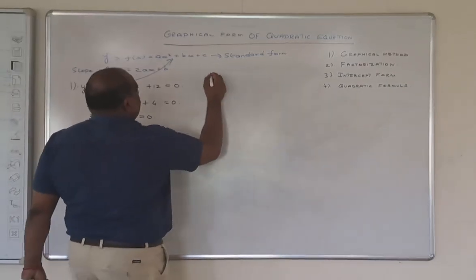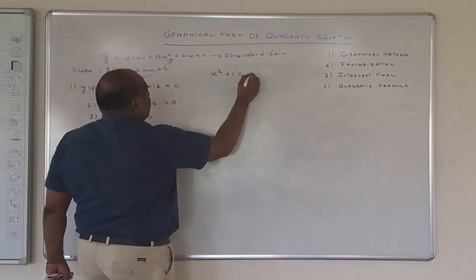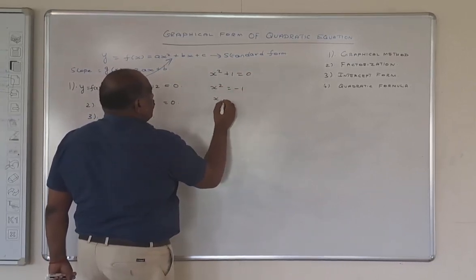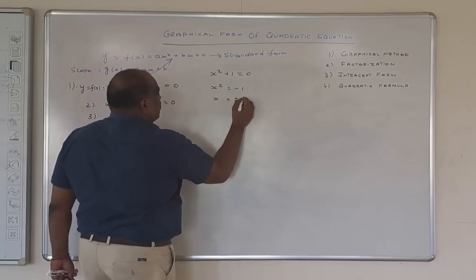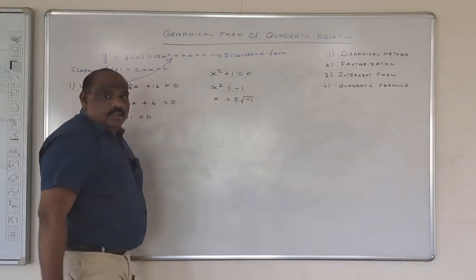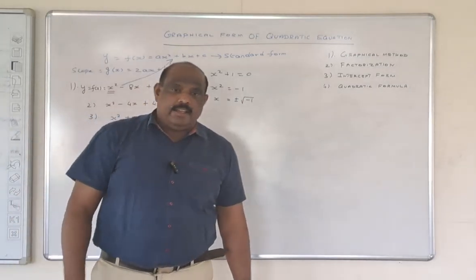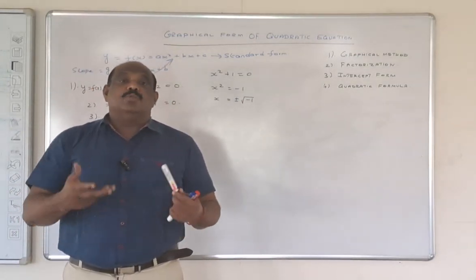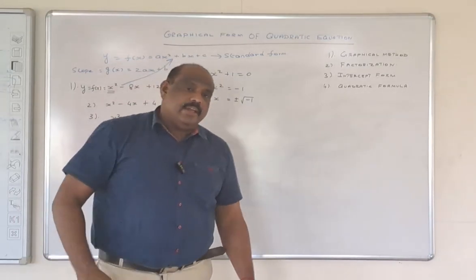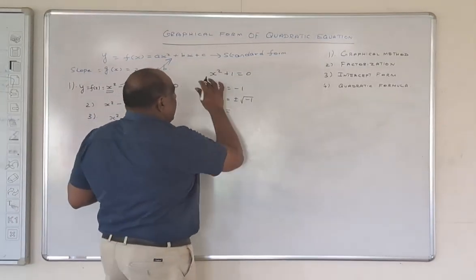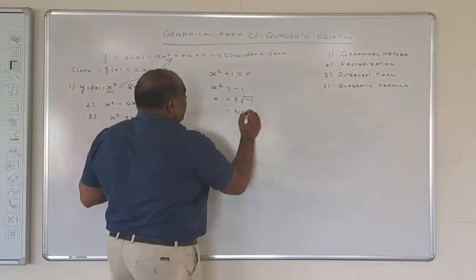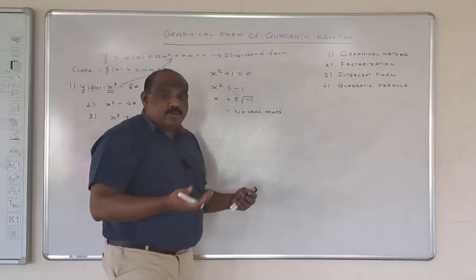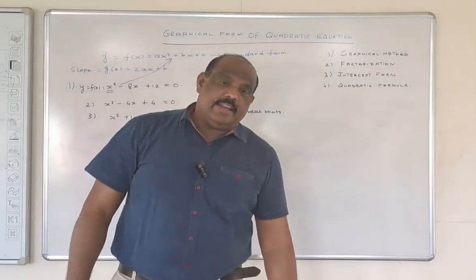Okay. Now x squared plus 1 is equal to 0, which means x squared equals minus 1. Then x equals plus or minus root of minus 1. Root of minus 1 is i, the imaginary part. It's a complex number, which means there is no real root. So this equation says there are no real roots. It may have imaginary roots, but doesn't have a real root.